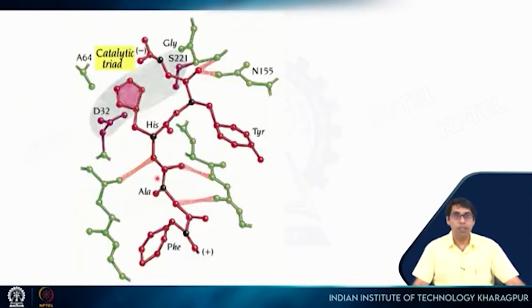So this is the active site of subtilisin. So we have a serine here, we have a histidine here, and we have an aspartic acid here, and together they form the catalytic triad for subtilisin.